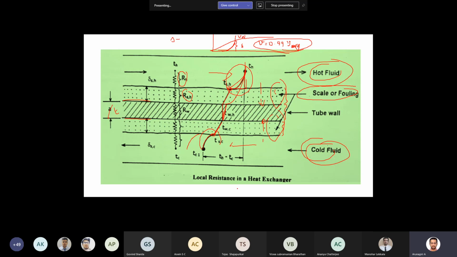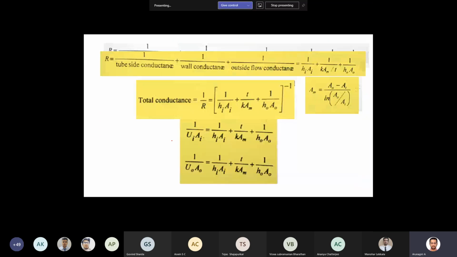So we have to account for all the resistances. This is film resistance. This is surface resistance, sorry, fouling resistance. This is metal wall resistance. This is again fouling resistance. This is film resistance due to the hot plate. So all these things we have to account for, and you have to express them in terms like this.